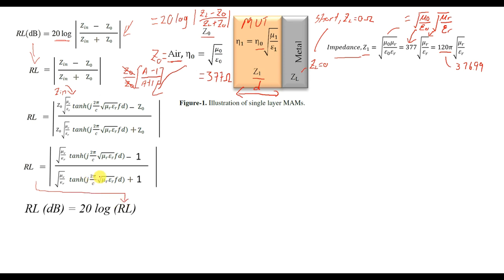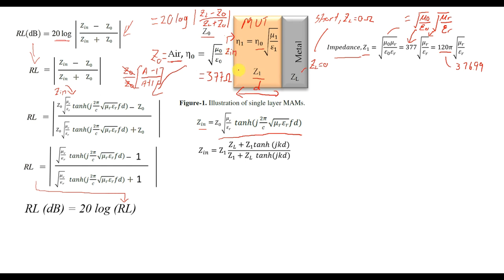Okay, next, after you get all the values, then you can calculate this. So this is the formula that I use in my MATLAB. I will explain later. Okay, to explain the Z in, I will show you this. Why is the Z in equal to this formula? If you check the impedance matching, you will have something like this. Z in actually is from this part. When we have Z in here, we need to include the MUT material and the Z load. So Z in is equal to Z1.